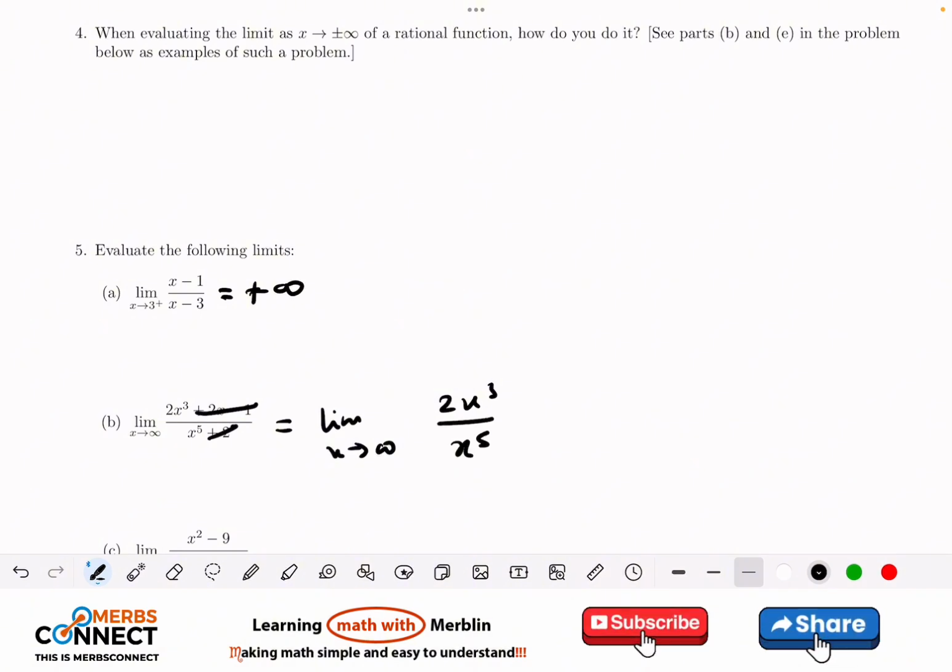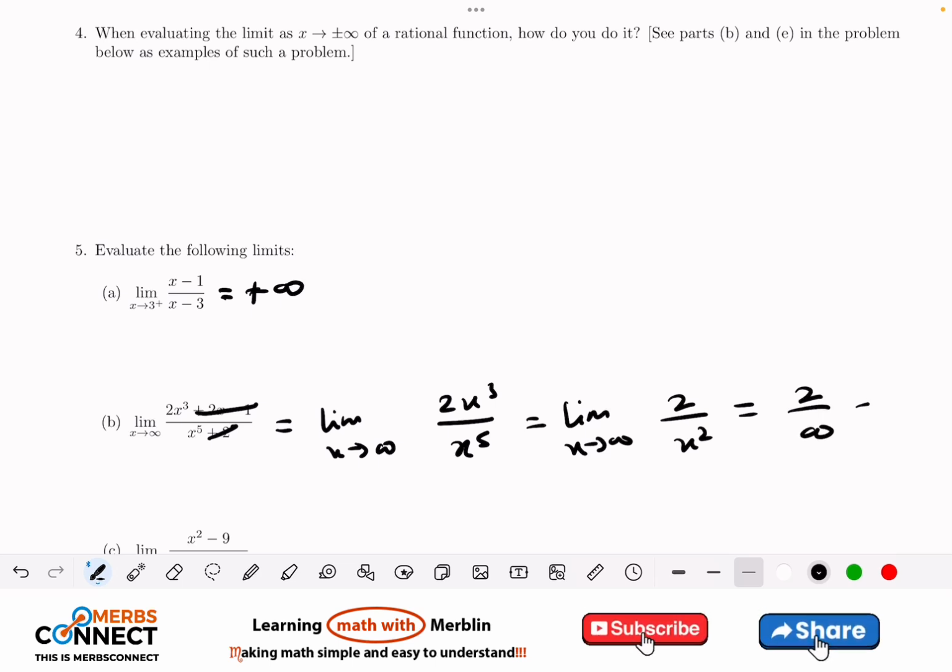This is what I'm going to do. The rest, I just throw them away. Then limit as x is approaching infinity. Now this will cancel this, so I'm going to have 2 divided by x squared. And this is going to give us 2 divided by infinity, a small number divided by a big number, and we are getting 0. So that is what we are doing here.